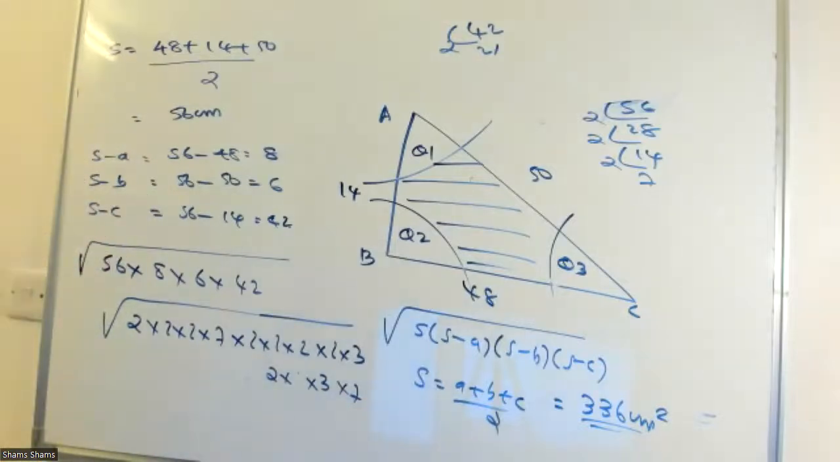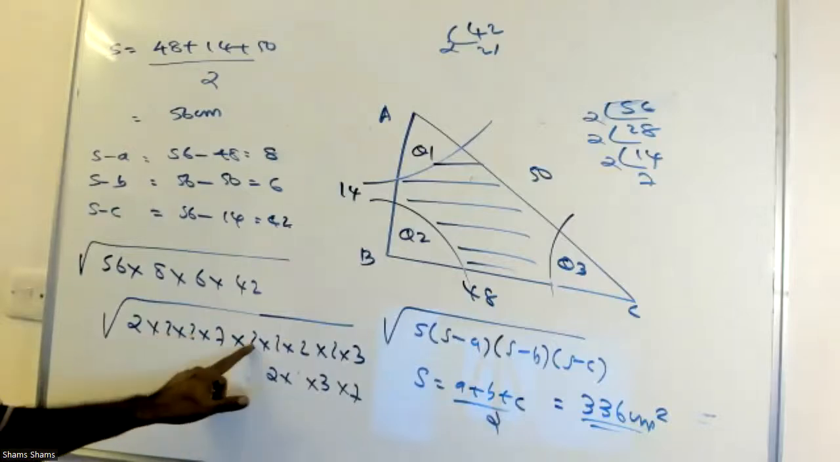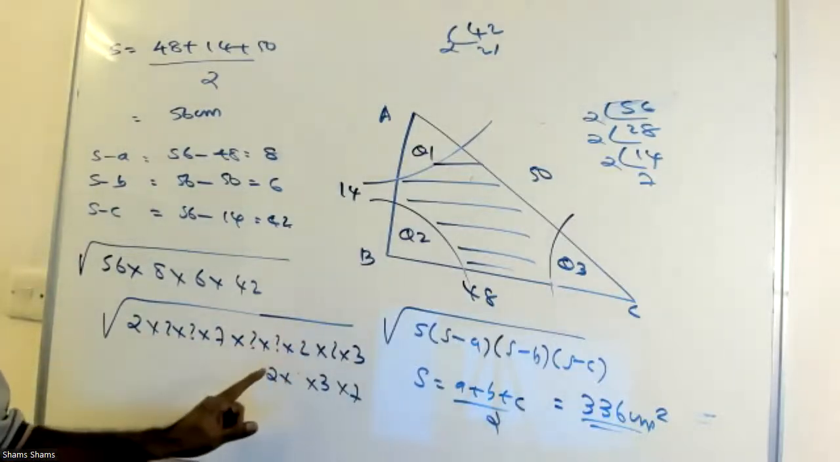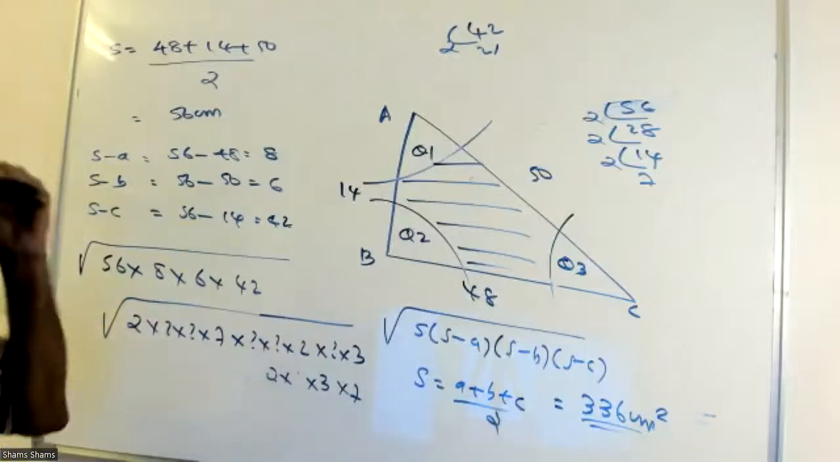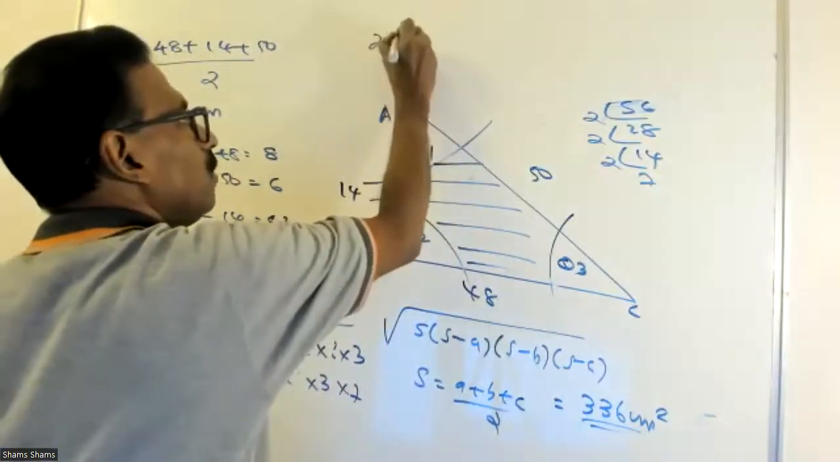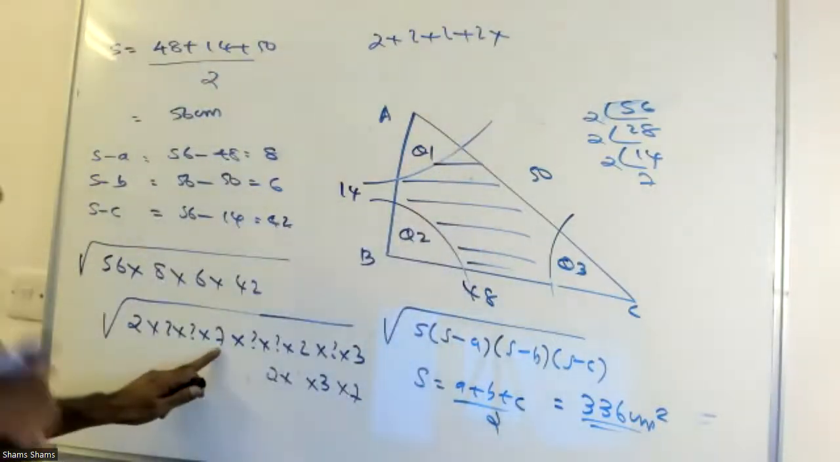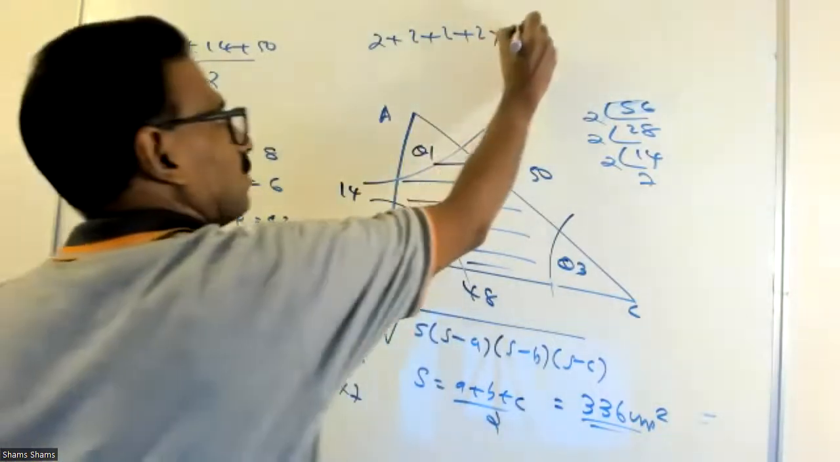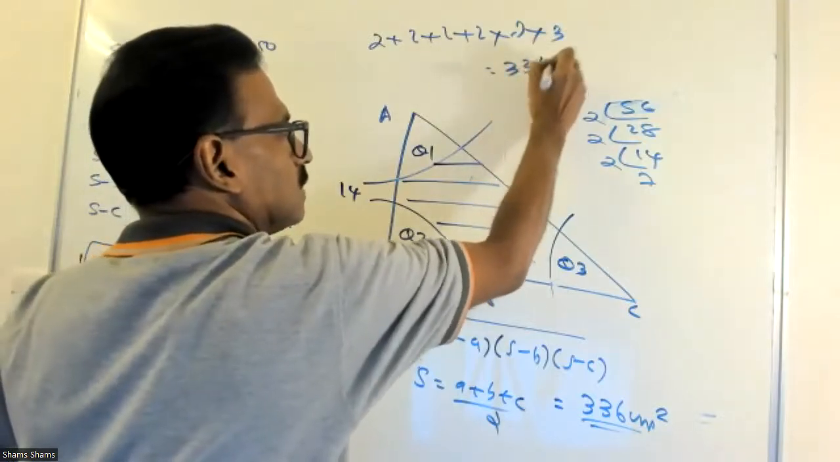Hassan, are you okay now? Yes, sir. Okay, now how many 2s are there? 1, 2, 3, 4, 5, 6, 7, 8. There are 8 twos, so we can take 2 into 2 into 2 into 2. How many 7s? 2 sevens, so we take one 7. And 3s, 2 threes, so we take one 3. So multiply, we'll get 336.